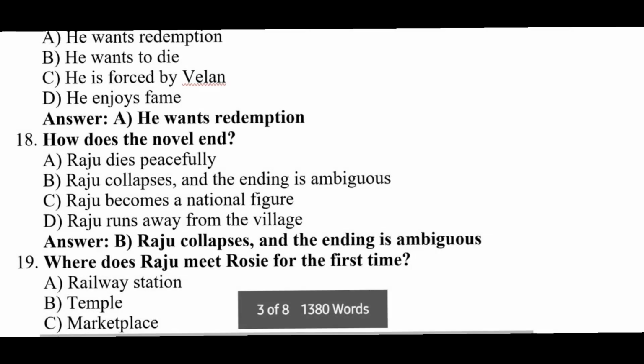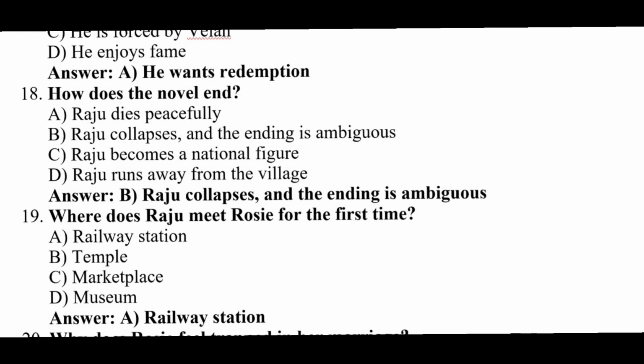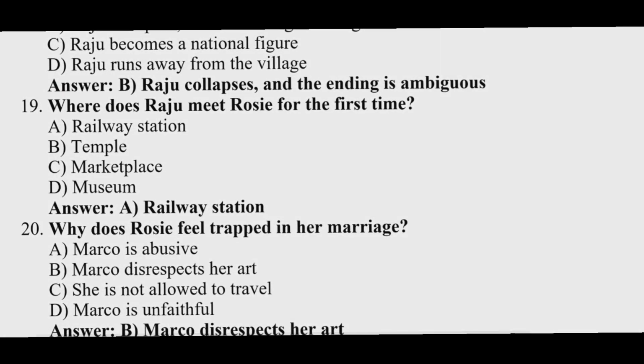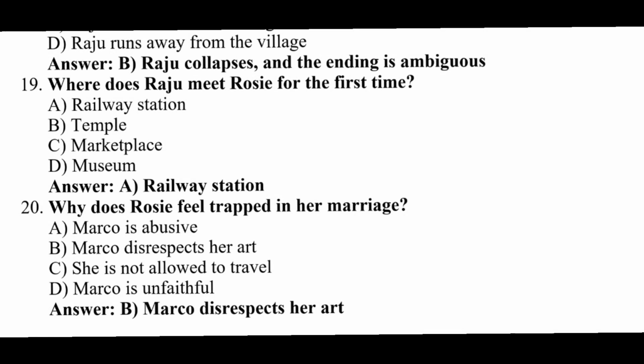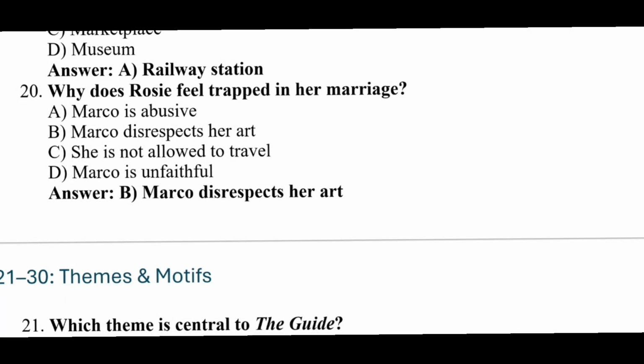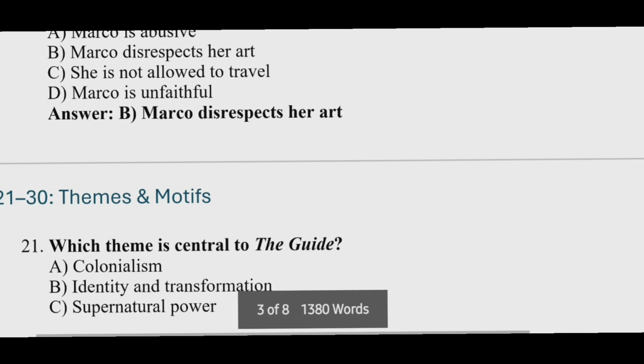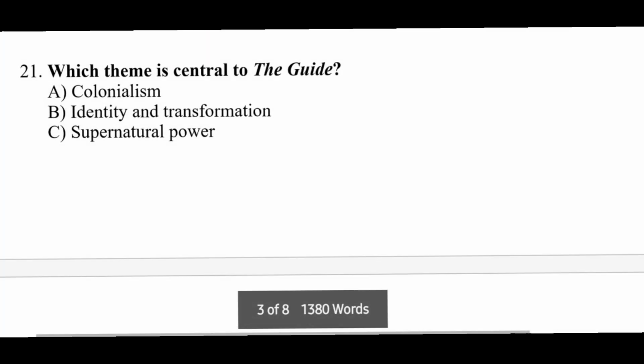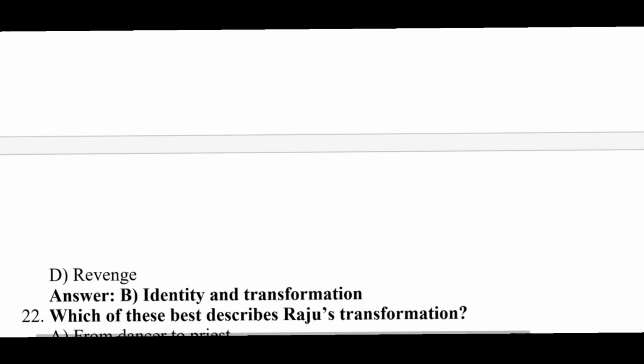Where does Raju meet Rosie for the first time? At the railway station. Why does Rosie feel trapped in her marriage? Because Marco disrespects her art of dancing. Now about themes and motifs, some questions. Which theme is central to The Guide? It is identity and transformation.